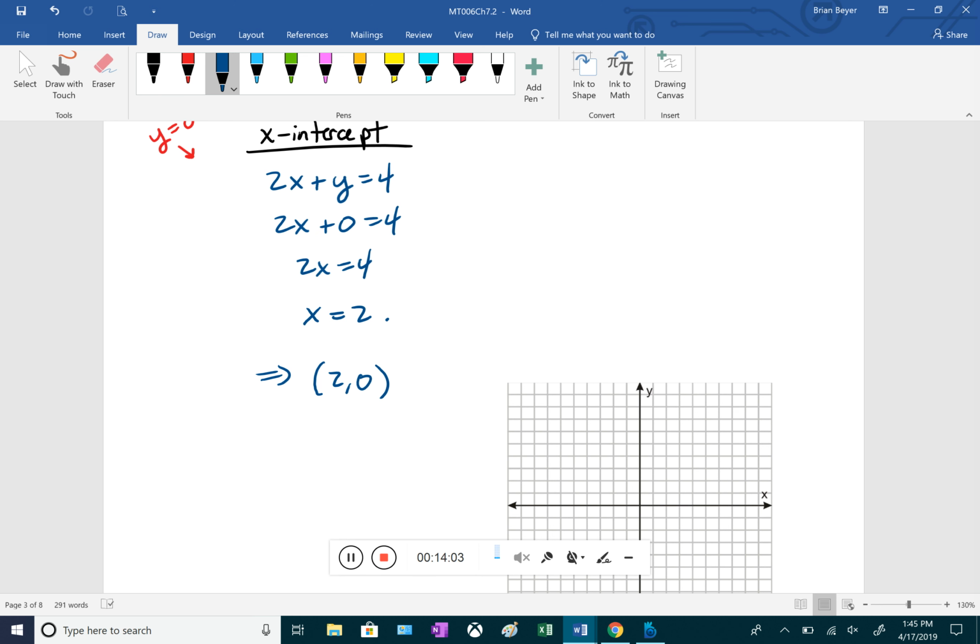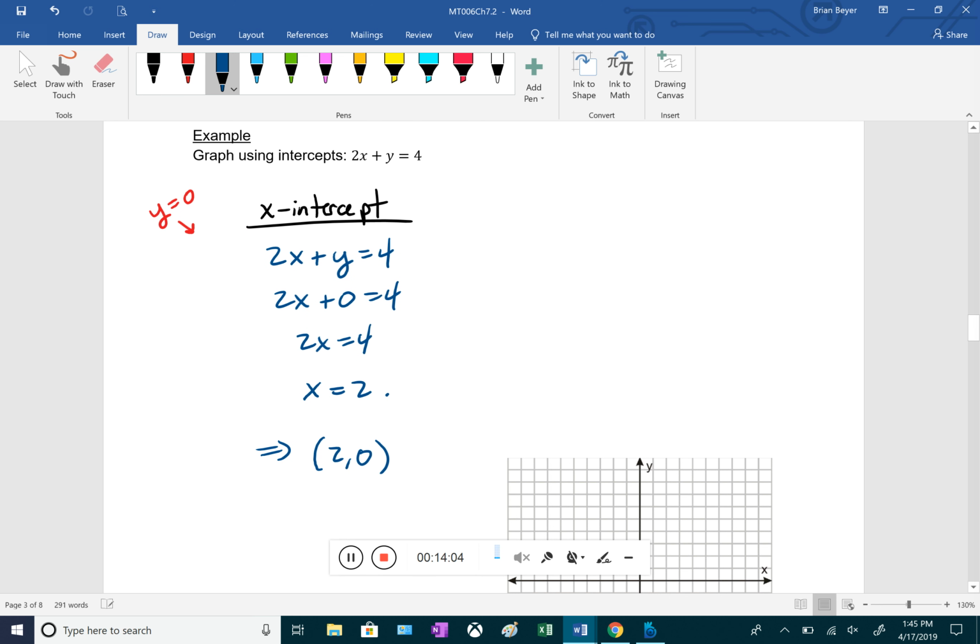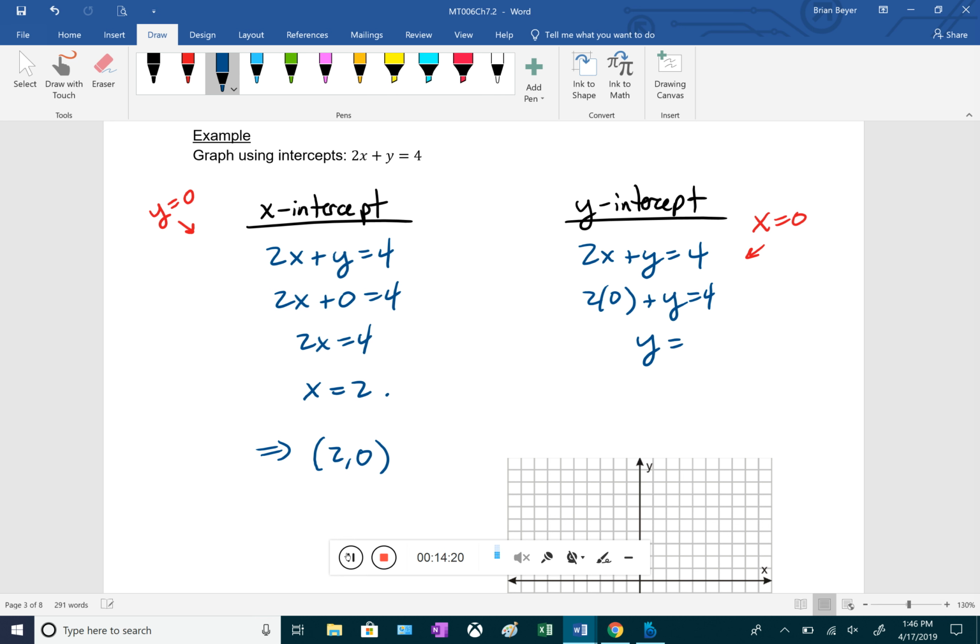And now for finding the y-intercept, that means x is going to equal 0. So 2x plus y equals 4. Plug in a 0 into x. 2 times 0 plus y equals 4. That just leaves us with y equals 4. So if you want to write that as an ordered pair, it would be (0, 4).